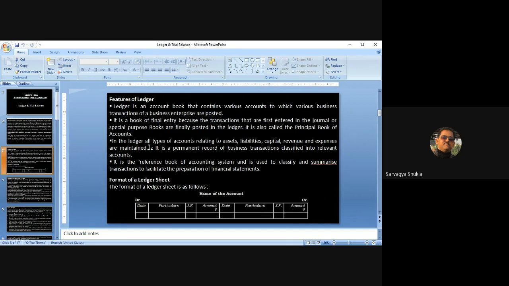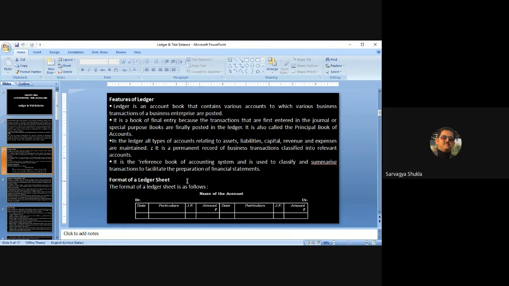In the ledger, all types of accounts related to assets, liabilities, capital, revenues, and expenses are maintained. It is a permanent record of business transactions classified into relevant accounts. It is the reference book of the accounting system and is used to classify and summarize the transactions to facilitate the preparation of financial statements. These are the features of the ledger.